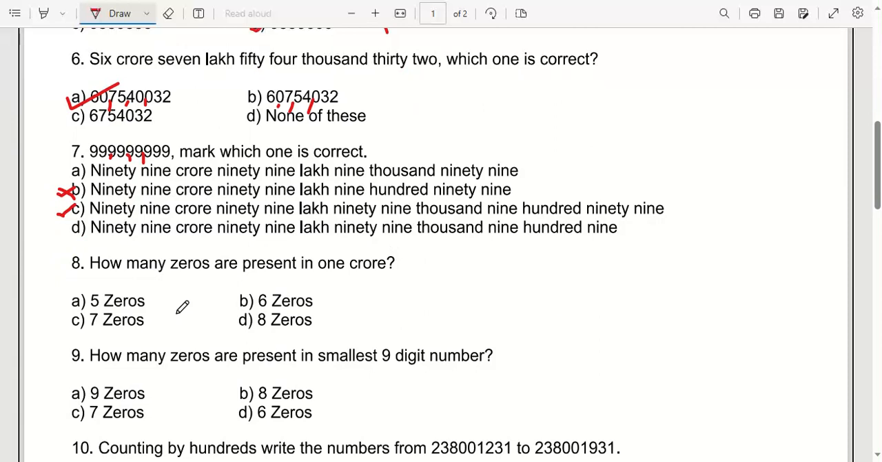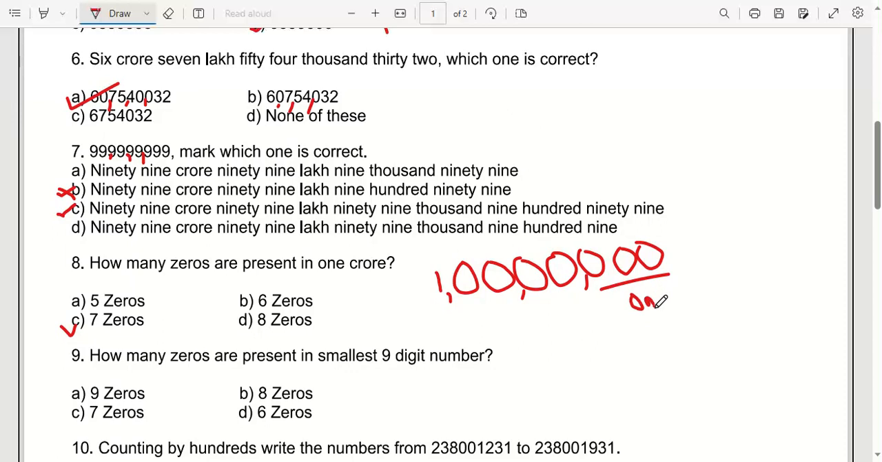Next question, how many zeros are present in 1 crore? 1 crore means 7 zeros. 1, 2, 3, 4, 5, 6, 7. First 3 digits then comma, next 2. This is ones, this is thousand, this is lakh, this is crore. Okay, this is period.